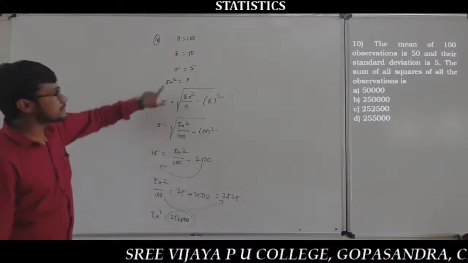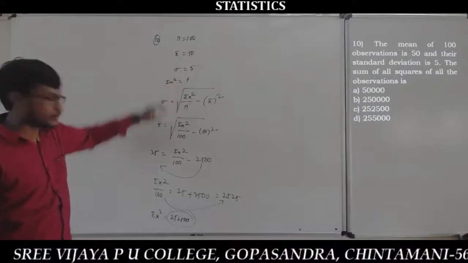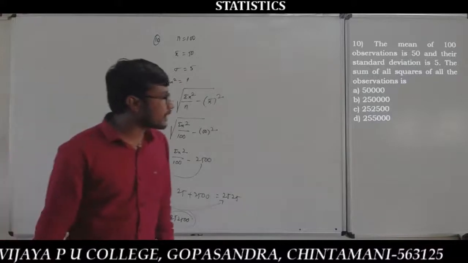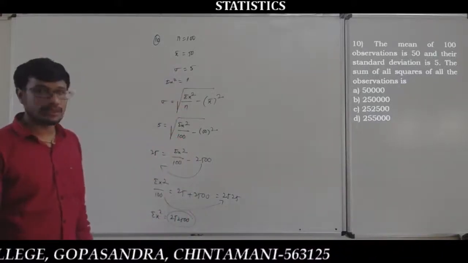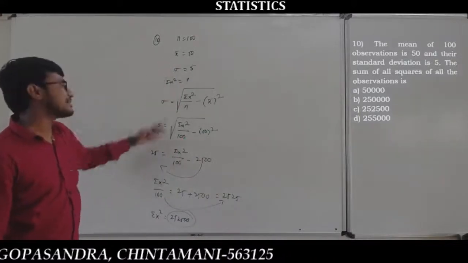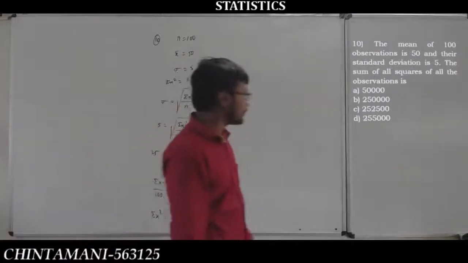Okay, so summation of x square, that is the sum of all squares of observations. That is 252500. So just take the values and substitute them in the problem. Got it? Next one.